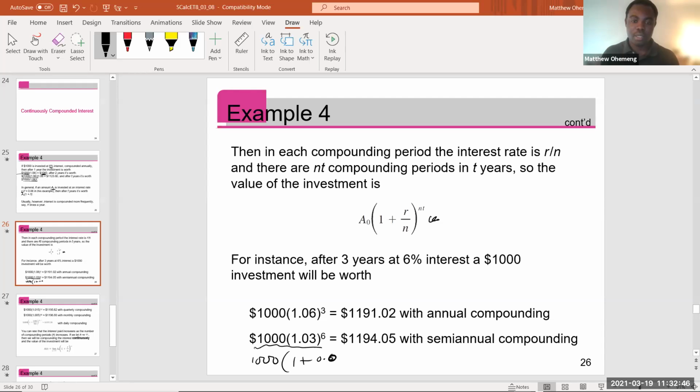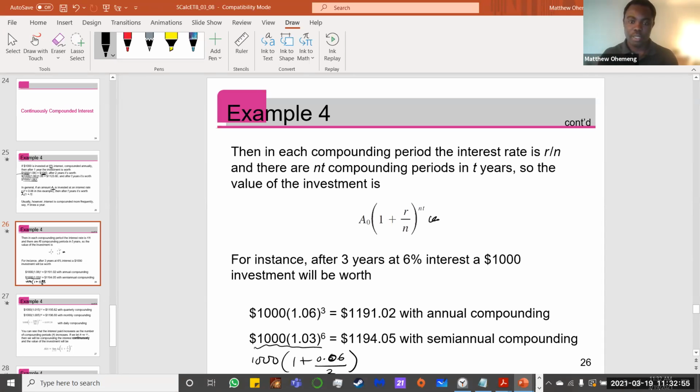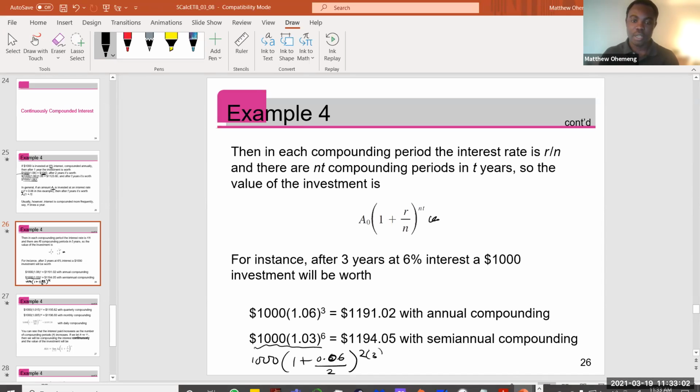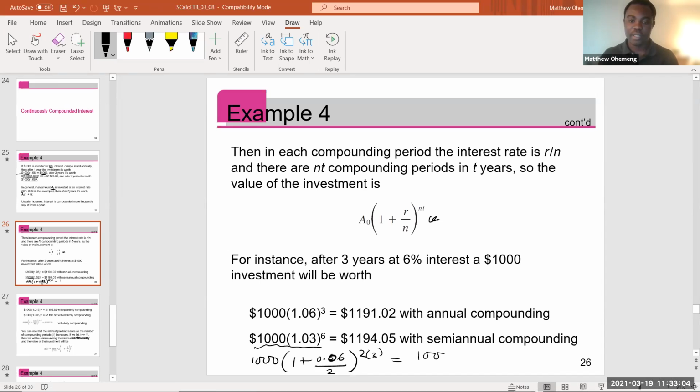So for this one, how you are getting this is just 1,000 and then 1 plus what? 0.06, right? That's the rate. And then the N is what? The N is 2, right? Because you are compounding semi-annually, twice a year. And then all to the power what? N times T. What is N? N is 2. And then what is the time? The time is 3 years, right? So that's how come they are getting the 1,000 and then 1.06 divided by 2 is 0.03. So that'll give you 1.03 and then all to the 2 times 3 is 6. So that's how they are getting this formula, right? So everything is from here, right? Okay. So that's semi-annual compounding.